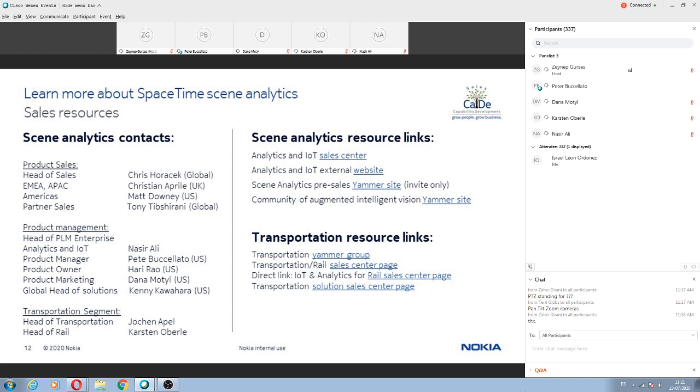Real quickly, what are the resources that we have in place to be able to support you in these endeavors? We have our product sales group within the Analytics and IoT group in Nokia Enterprise, and as they are listed here today, we have our heads of sales in our regions, as well as our head of partner sales, Tony. Product management, Nasser Ali, who's also a panelist here on this call, he heads up our product management group within Analytics and IoT.